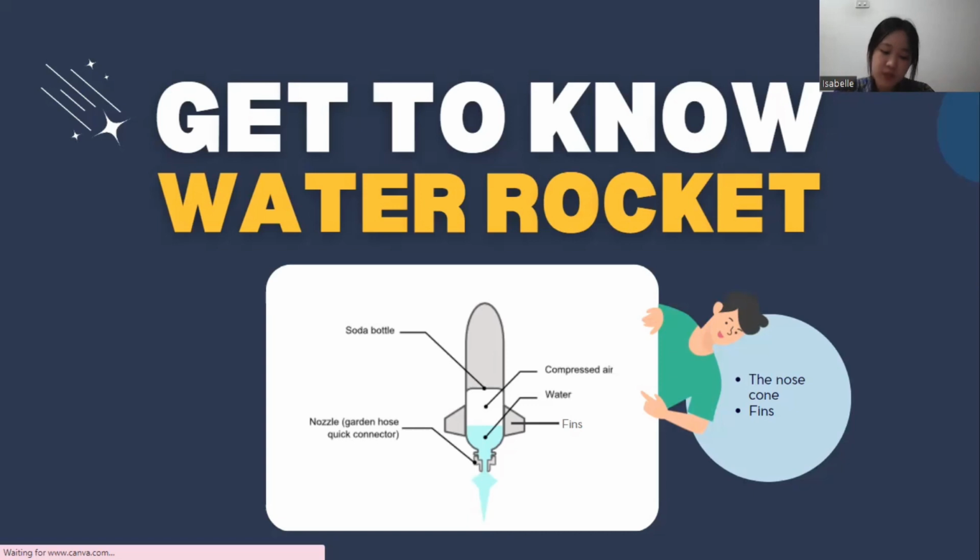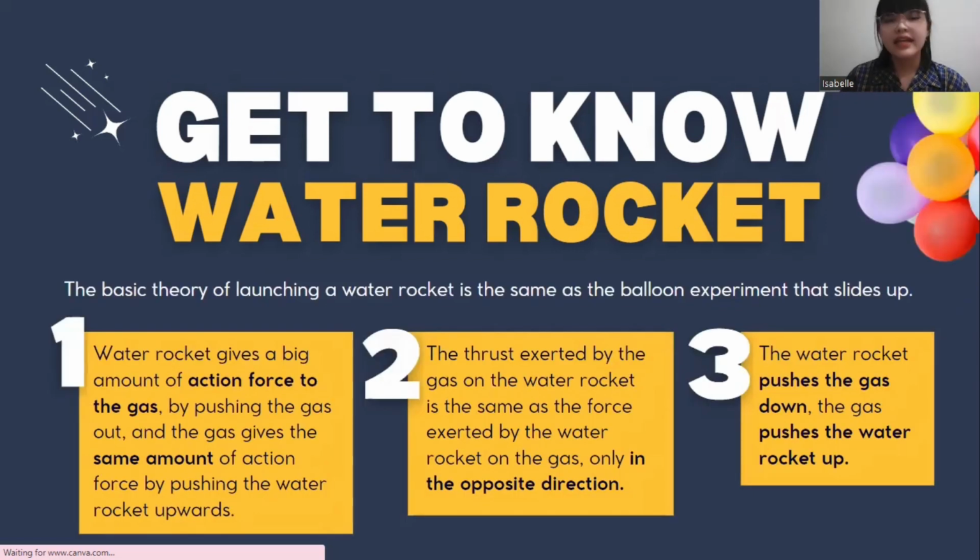The recommended shape for the fins is trapezium because it makes for a further glide distance. Also, the top of the water rocket has to be cone shaped so it reduces friction with the air and the water rocket can go faster. Get to know the water rocket.